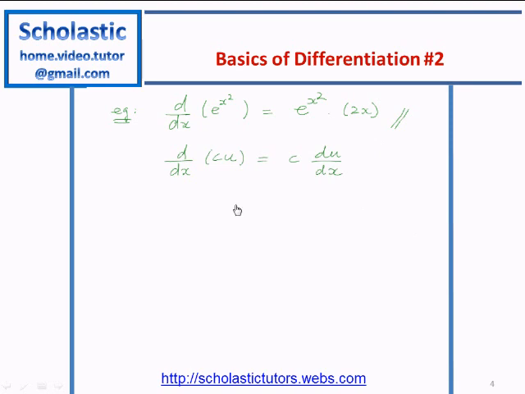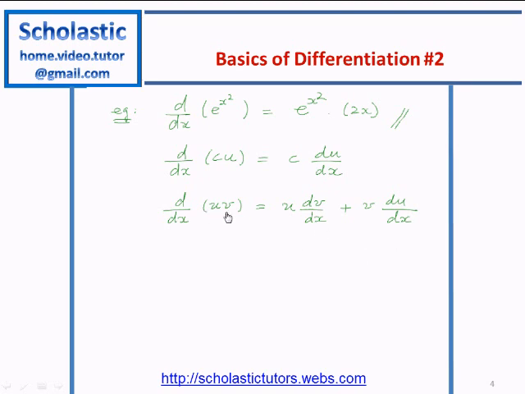Okay, let's continue with a few more functions. So here d over dx of c u, c is a constant, u is a function of x. So you get c times u differentiated with respect to x, du by dx. Now if instead of c, you substitute a function of x again, so u times v, both are functions of x, then you get u dv by dx plus v du by dx. This is the differential of a product. u and v are both functions of x.